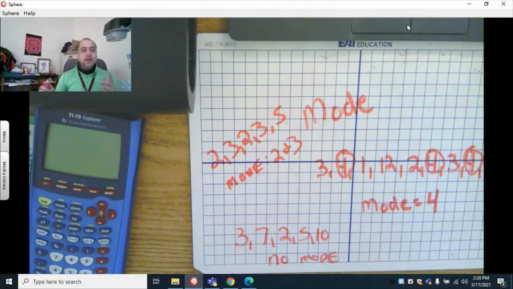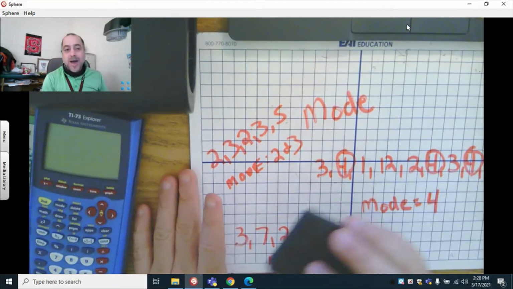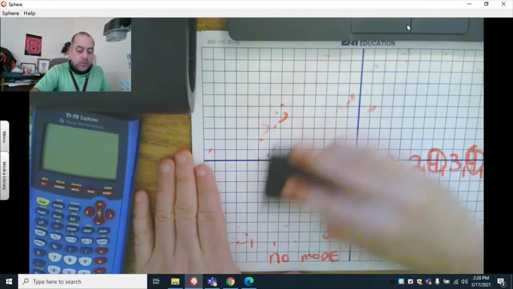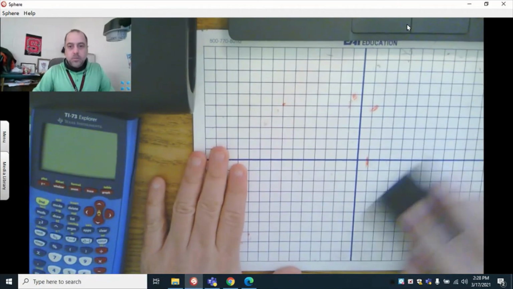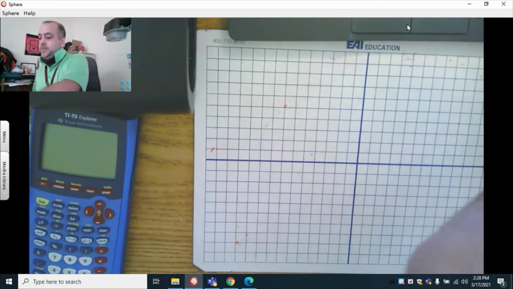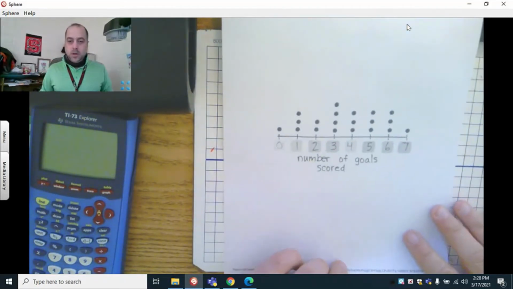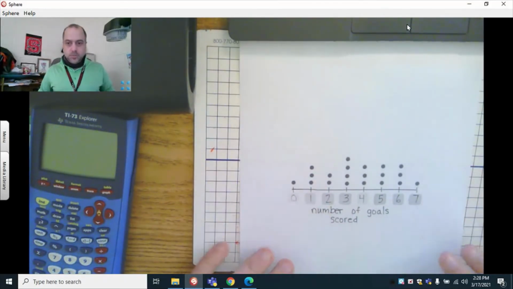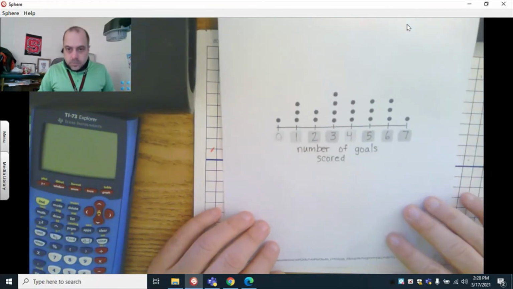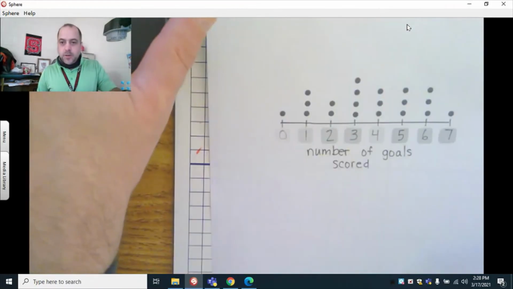So we did mean, mode, median, and range. Rewind if you need that, because you're going to need to know how to do these to do the rest of this stuff. All right, let's do some practice. Let's look at this one. I'm going to zoom it in a little.